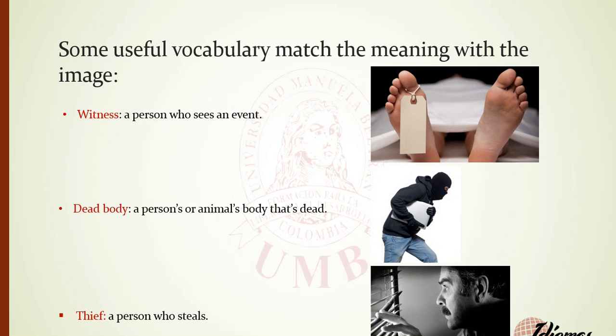We have more words. Witness, a person who sees an event. So you can see that in the last image we have a person who is looking at something through the window. Next one, dead body, a person's or animal's body that's dead. So you can see that it is the first image. And the last word, thief, a person who steals. Obviously it is the guy who is not showing his face.